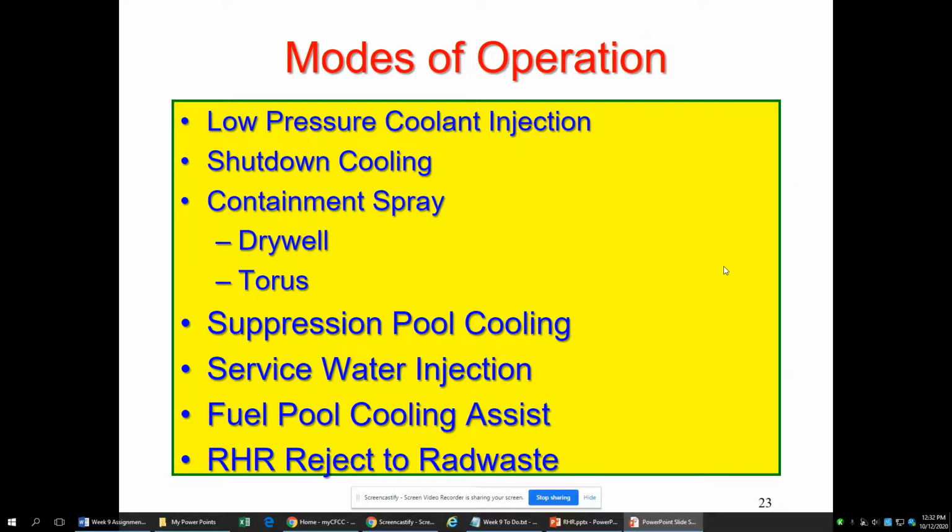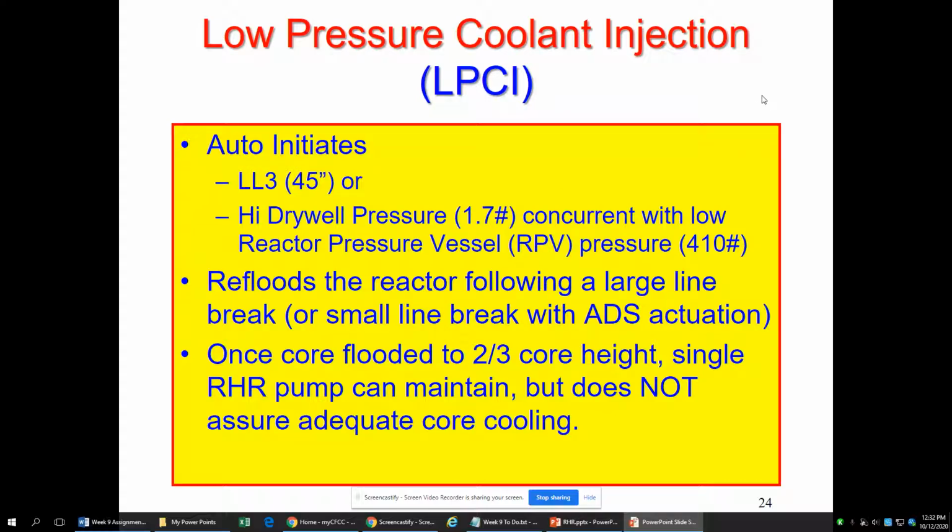So here are our different modes. We'll go through them one at a time now. So low pressure coolant injection. It's going to turn on by itself if we let our reactor get to low level 3, or if we get to the combination of high drywell pressure and low reactor pressure. It's just going to reflood the reactor if there's a large line break, or if we use ADS. So we need to depressurize the reactor, and this thing is going to flood that reactor right back up.